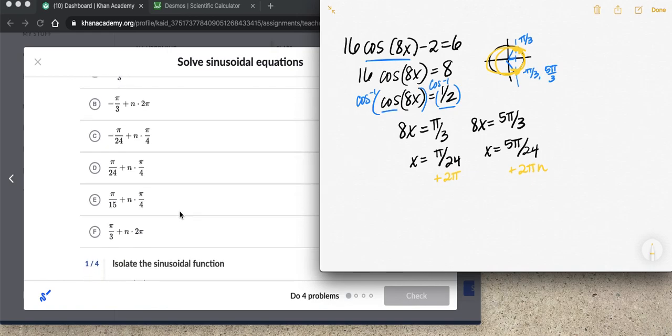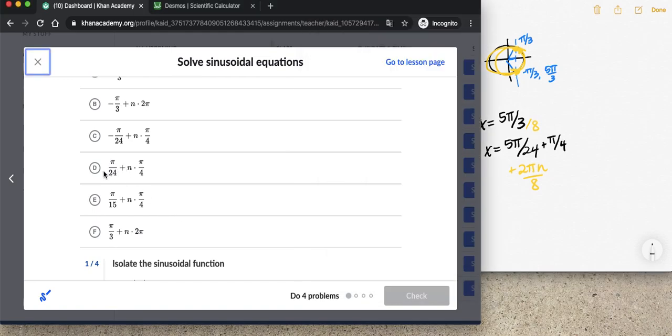And we're looking for 5 pi over 24 plus 2 pi. Remembering, though, that if we divided this here by 8, we also need to divide this by 8. So we're not actually looking for 2 pi. We're really just looking for plus pi over 4. So here is one of those solutions right there.